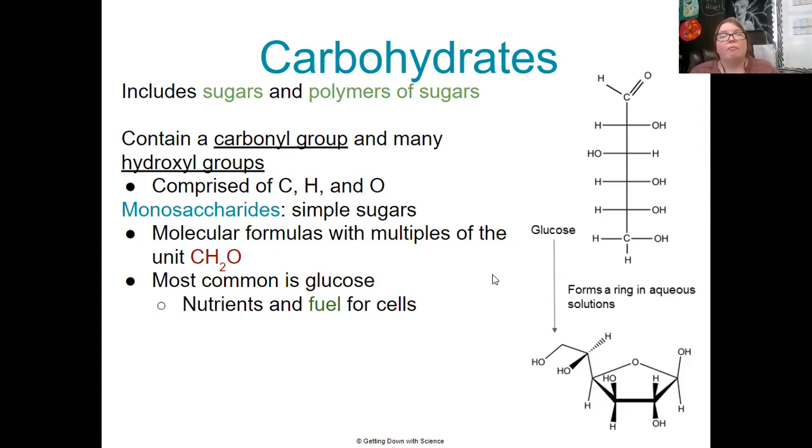So carbohydrates are most often used as nutrients and fuel for cells. Sorry guys, my hair is in my face, the air conditioner came on.